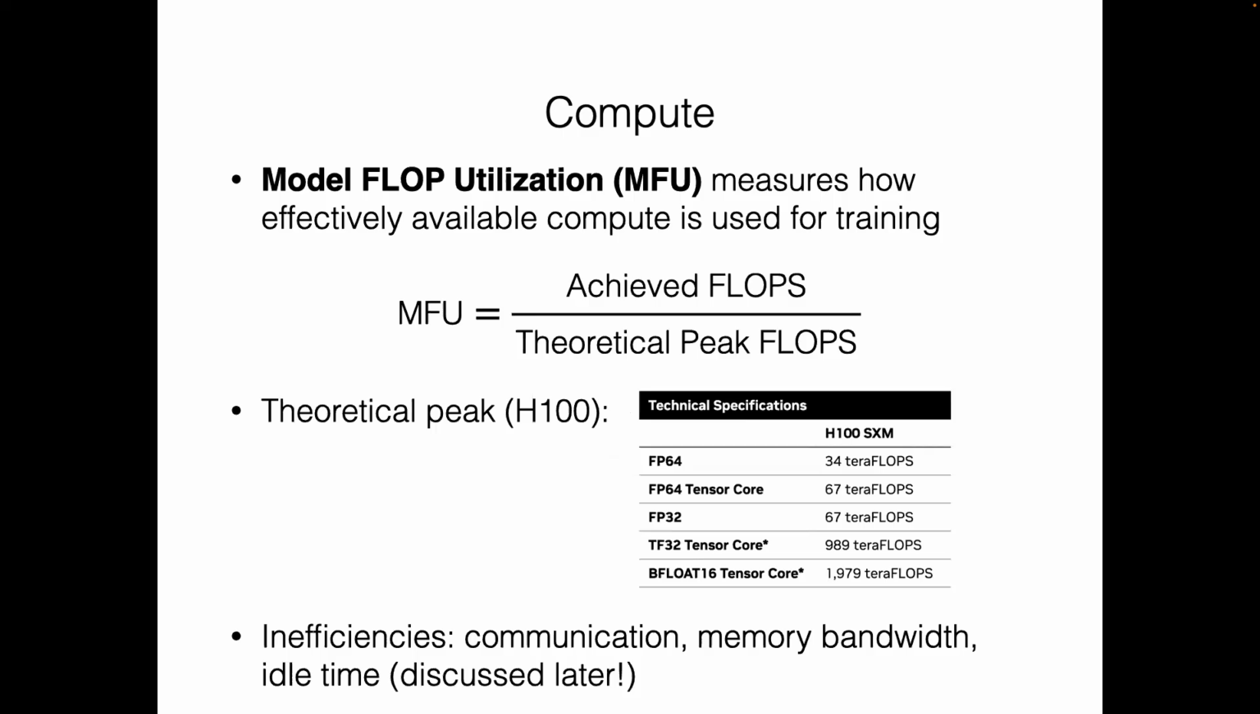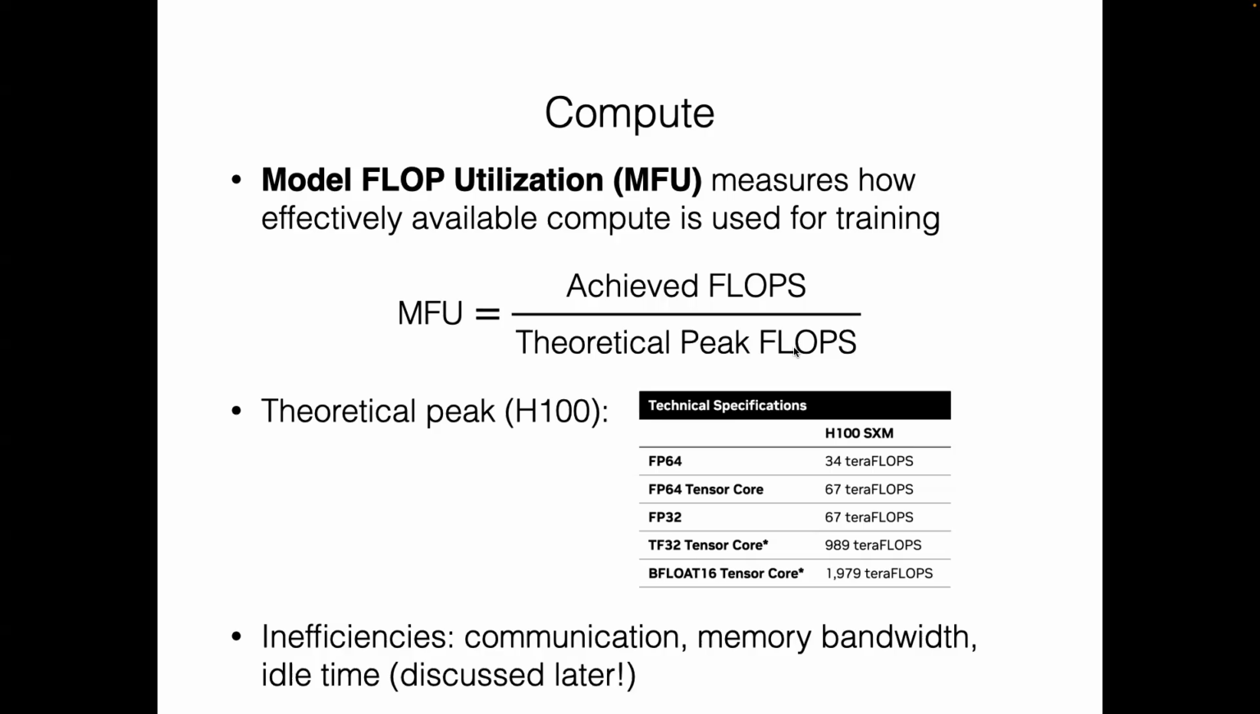So then you could think about, okay, what is some notion of utilization? I mentioned earlier that we want to check how much of our GPU or how much of our computation is actually being used by our code that's running the training. And for that, the common metric is called model FLOP utilization, or MFU. And it's pretty simple. It's just how many floating point operations per second are actually achieved when you run your code versus what is the theoretical peak floating point operations per second of your GPU.